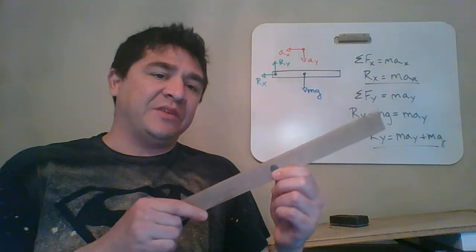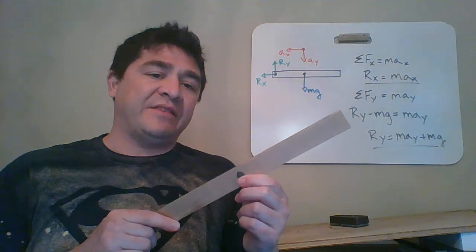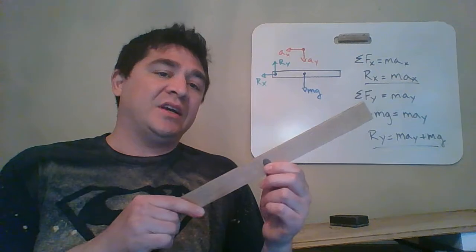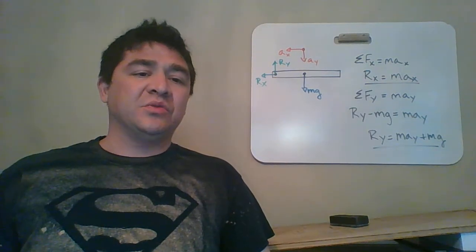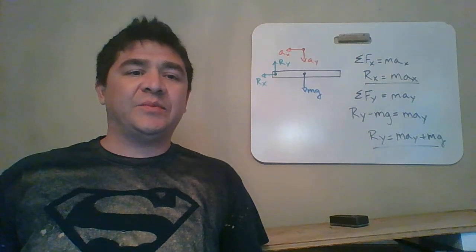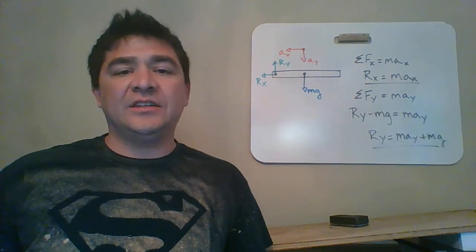I'm gonna add up my forces in my y direction, so I have that positive force from the hinge, and I got my negative weight force down. That's equal to mass times acceleration in the y. Boom. Simple algebra. Plug in your answer from part C, and you got it.